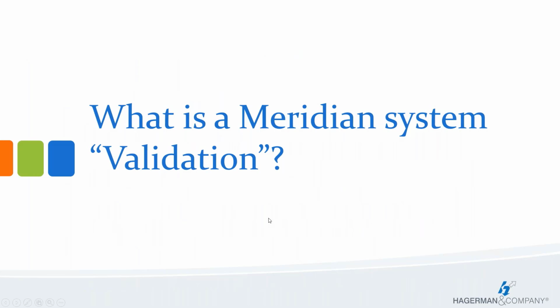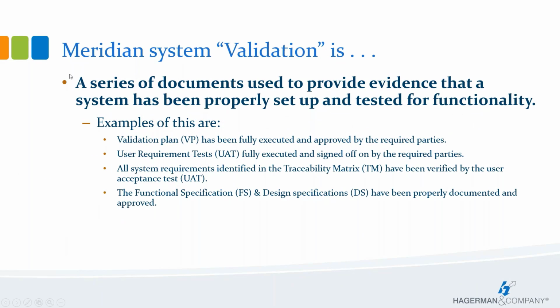All right, so next we'll talk about what is a Meridian system validation in general. So it's a series of documents used to provide evidence that a system has been properly set up and tested for functionality. So once again, we're verifying that something functions the way that we said it was going to.